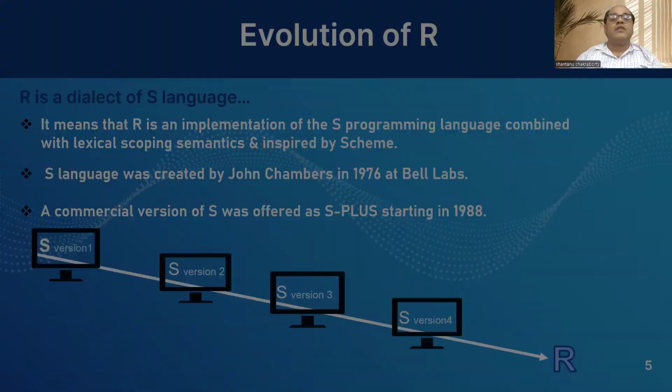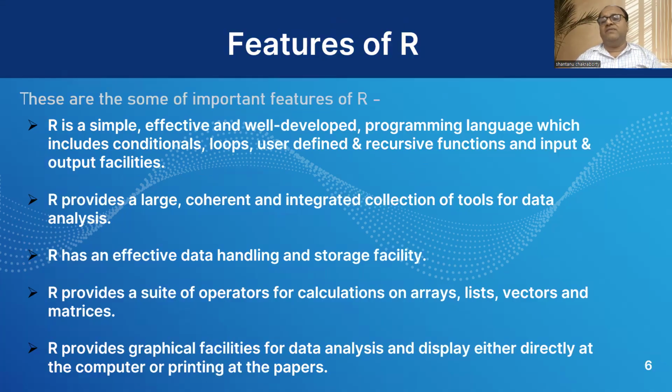Now, when we come to the R programming language, there are certain features that make it absolutely useful. Number one, R is a very simple, very effective, and well-developed programming language. It includes conditional looping, user-defined functions, recursive functions, and input-output facilities. These are certain features of R which make it very useful.